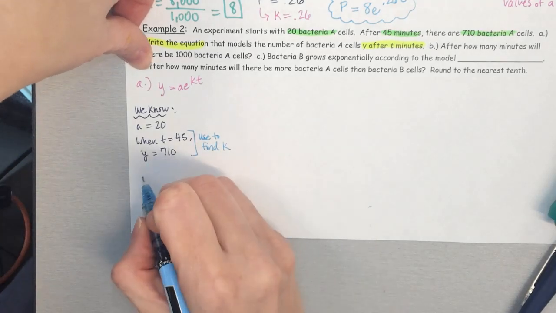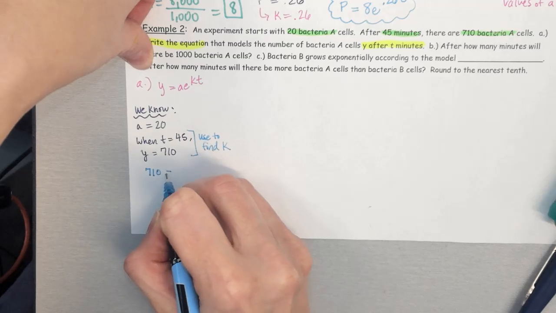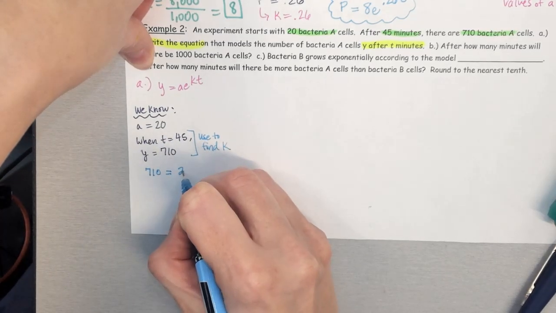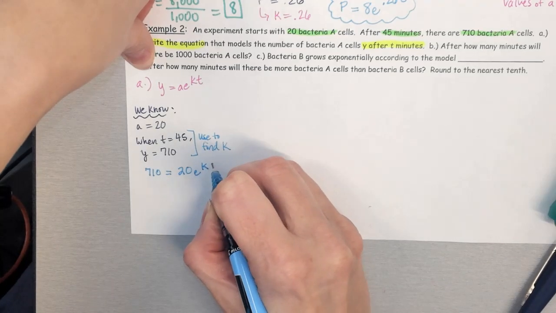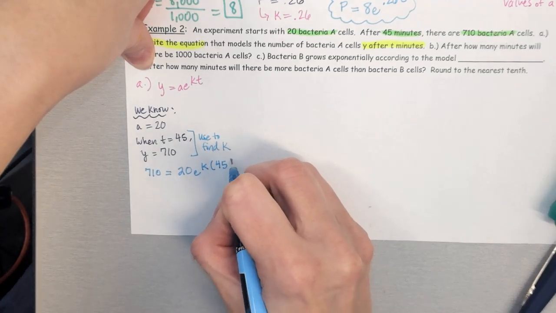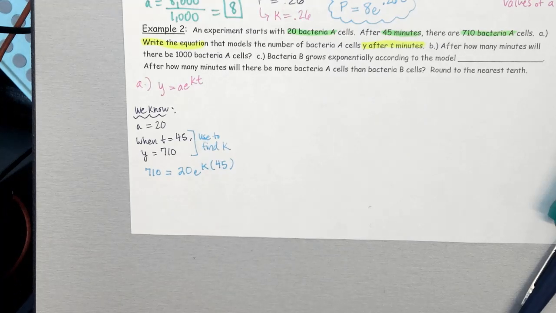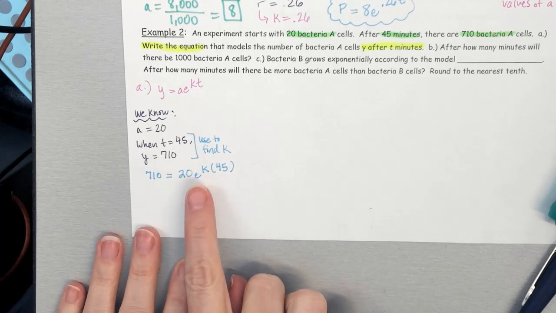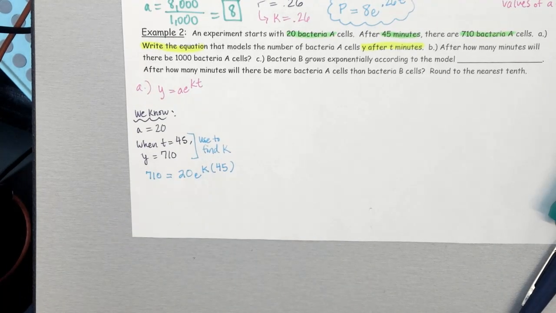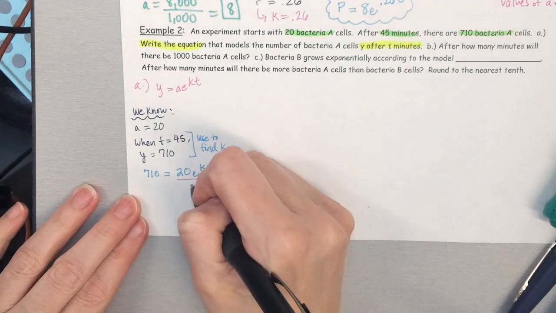Okay, so the output is 710 when your initial value is 20. We don't know K, we have to find that, and your time is 45. Okay, and we can solve this for the variable K. The first step is to isolate E. So to isolate E, we're going to divide both sides by 20.